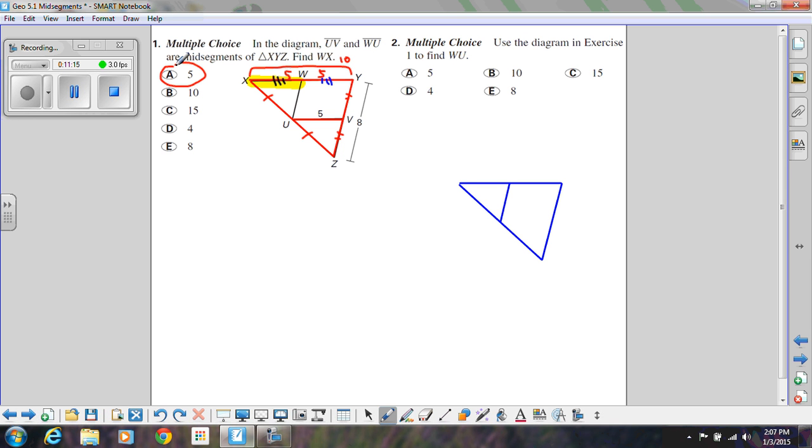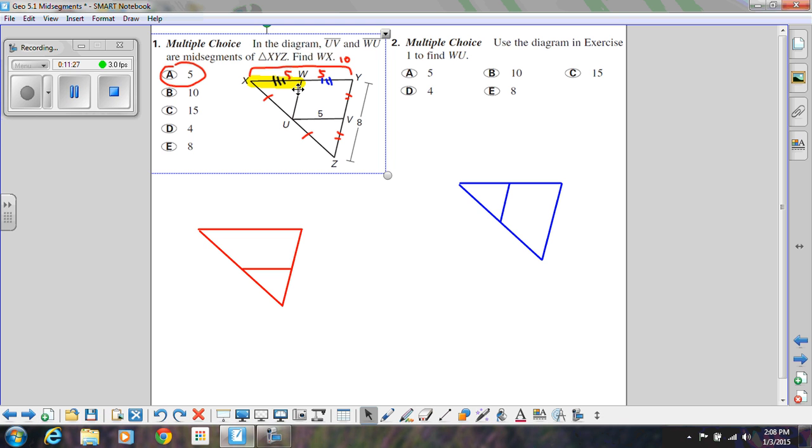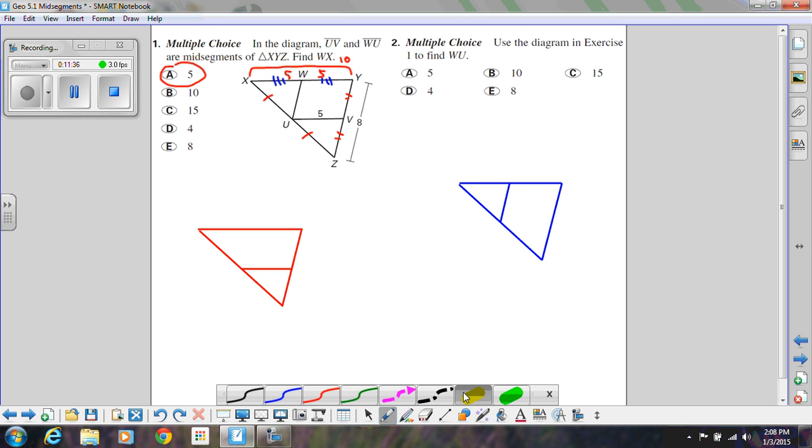Now, on number 2, they're asking us to do a different part. So I'm going to get rid of this red piece. Okay. We're trying to focus on WU. We need to find how big is WU. So I'm going to highlight that. So I want to know how big that is.